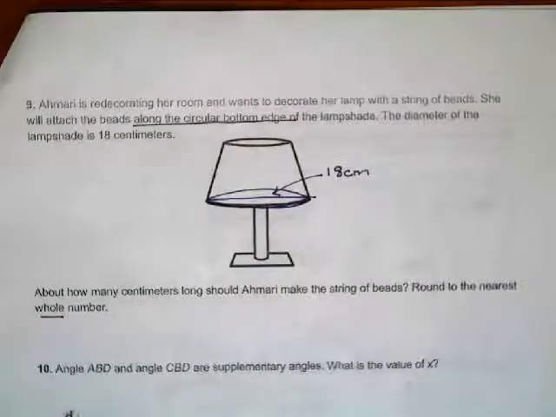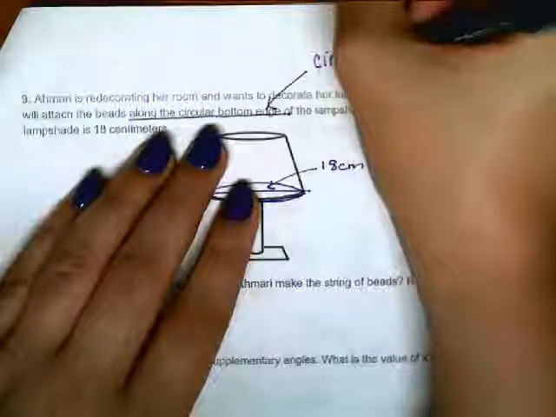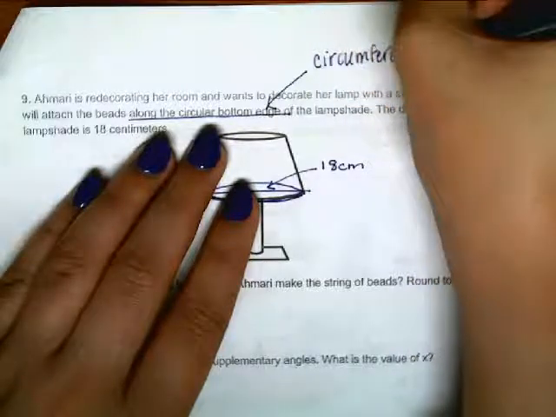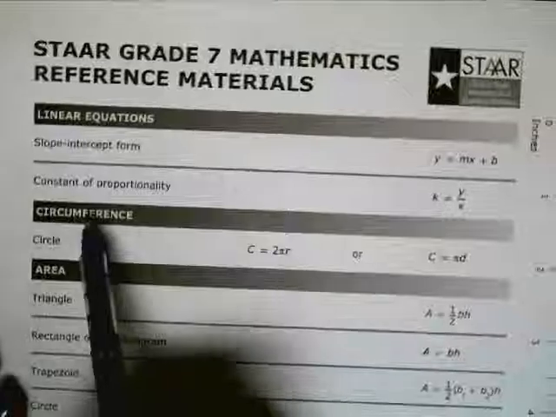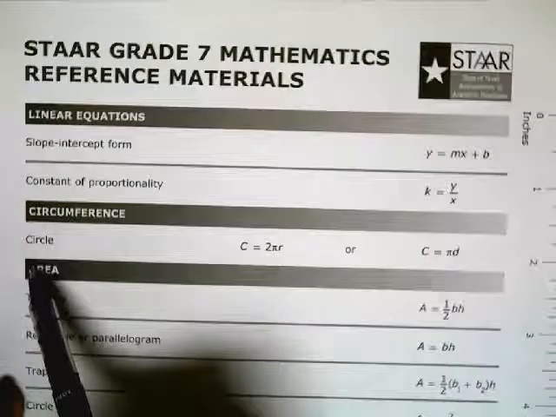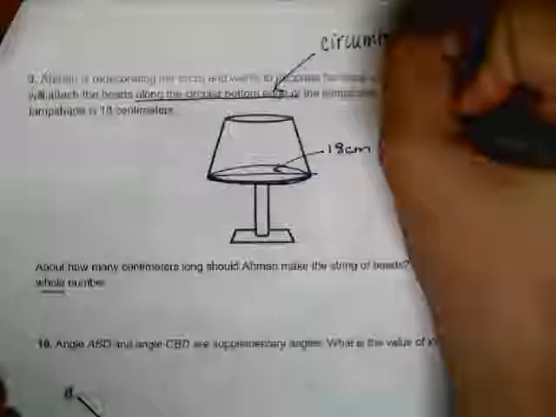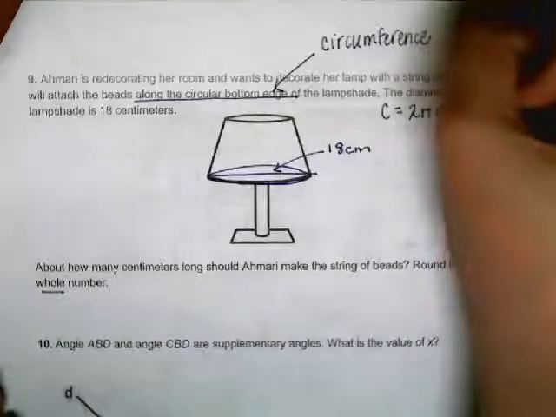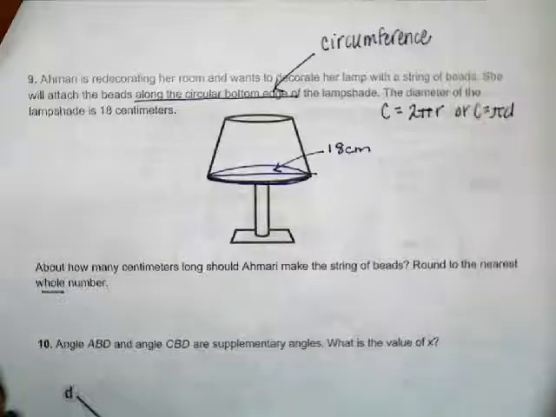Now, if I look back at the first section, I underlined along the circular bottom edge. Keyword, edge. The edge of something, especially a circle, would represent circumference. There's a section on your formula sheet that's over circumference, right here, right above the area. There are two types. You have 2 pi r and pi d. So I'm going to go ahead and write them both down, our options. C equals 2 pi r, or C equals pi d.